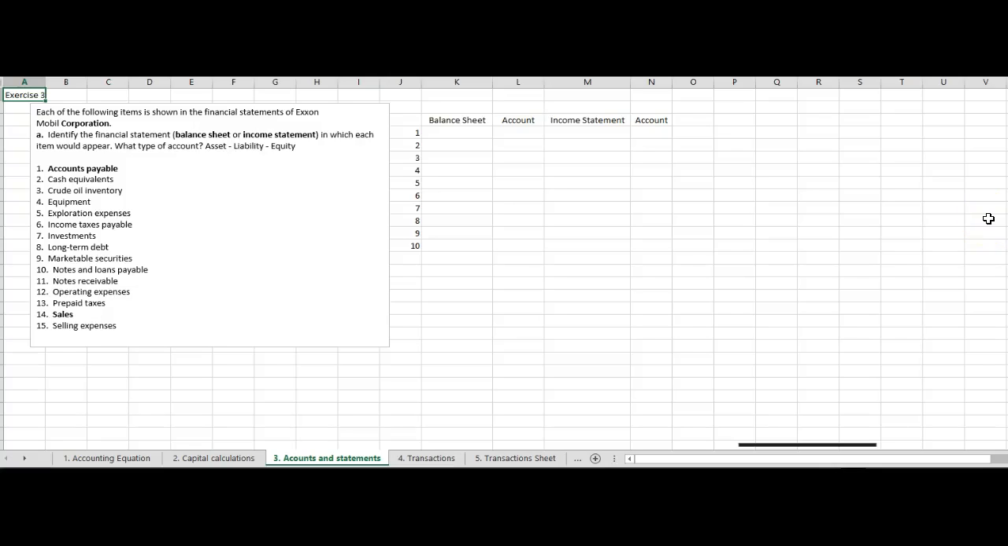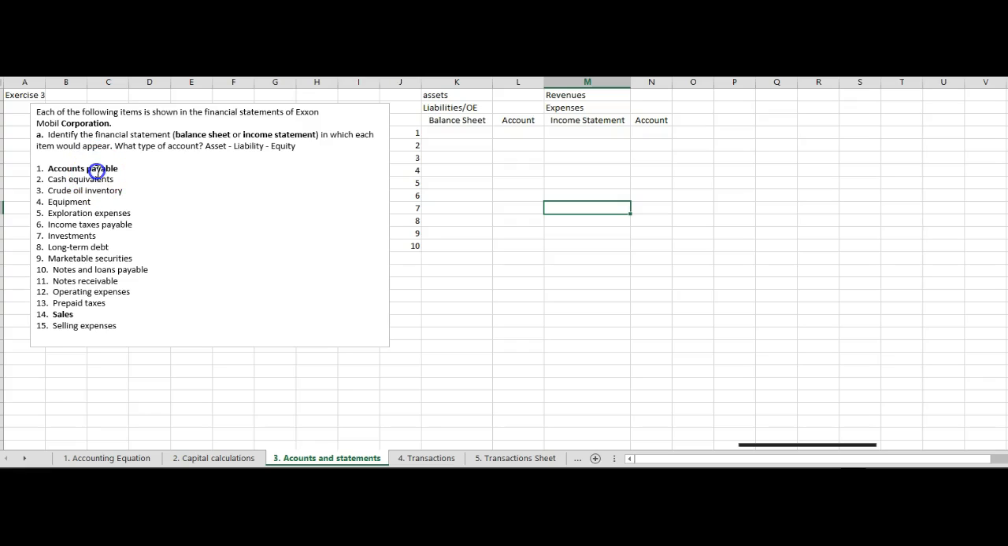Okay, this is exercise 3, and it's about accounts and statements, and what accounts go to what statement. Now remember, balance sheets have assets and liabilities, and owner's equity. Income statements have revenues and expenses. So, of these accounts over here, which ones go where?